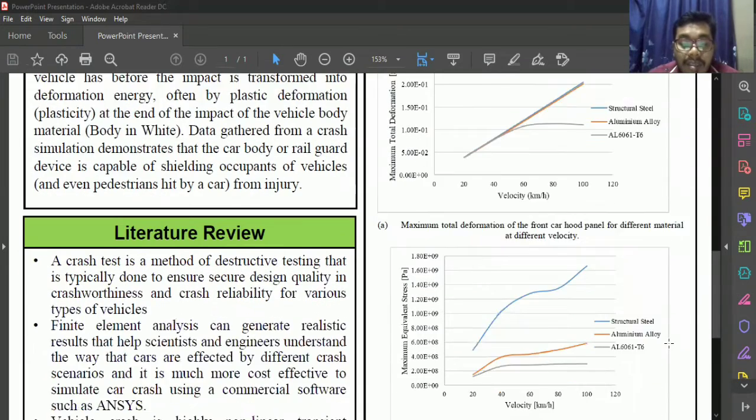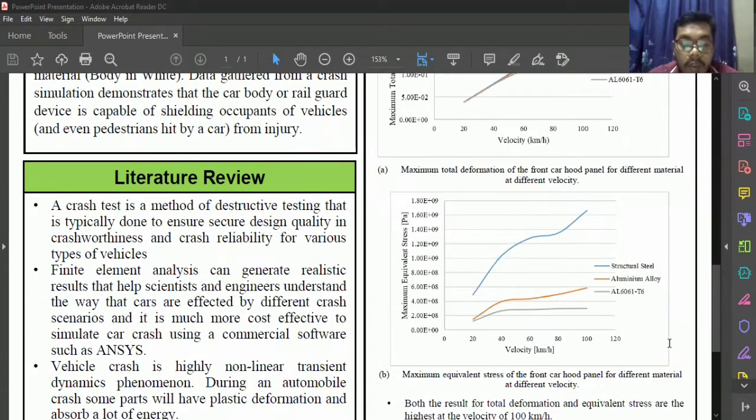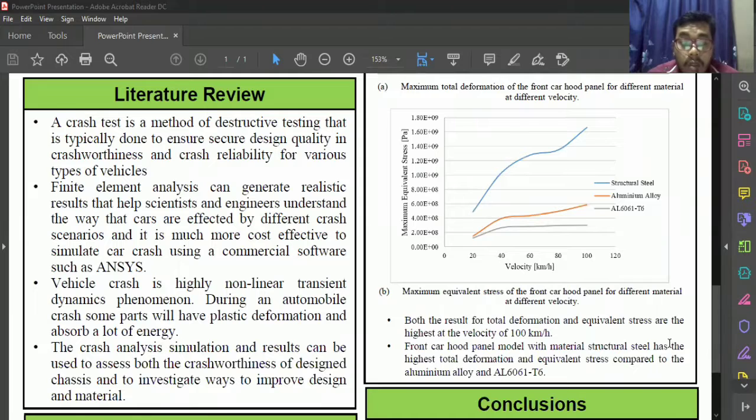The literature review done for this research. A crash test is a method of destructive testing that is typically done to ensure secure design quality and crashworthiness and crash reliability for various types of vehicle. Finite element analysis can generate realistic results that help scientists and engineers understand the way that cars are affected by different crash scenarios, and it is much more cost-effective to simulate car crash using a commercial software such as ANSYS.